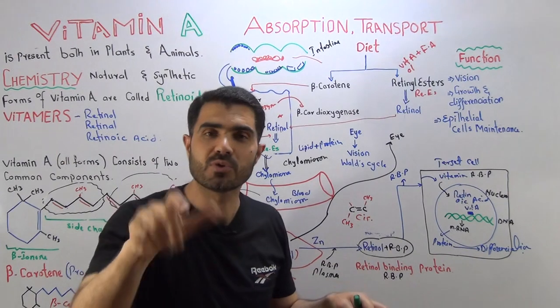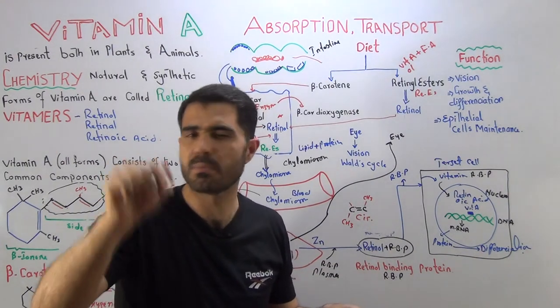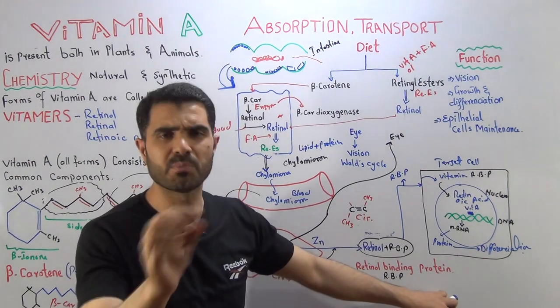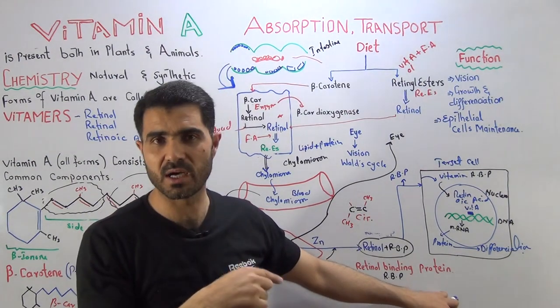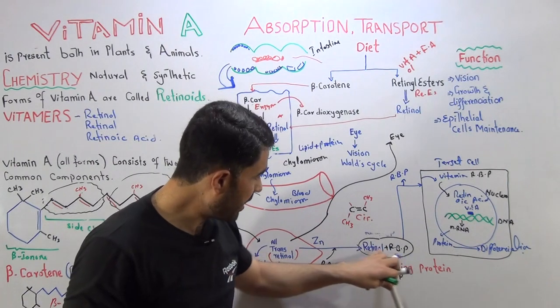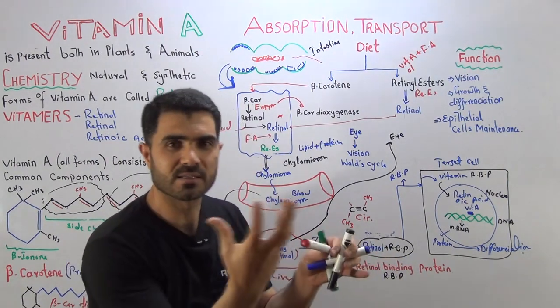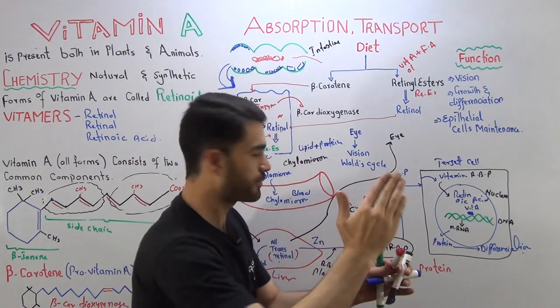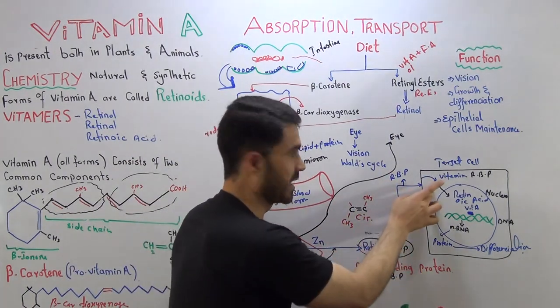There is another protein inside your blood, inside your plasma. This is called retinol binding protein, RBP. So special protein. Please note the name of this protein, RBP. RBP combines with retinol. This complex is now there, vitamin A and RBP. These two will now move towards the target cell in blood.